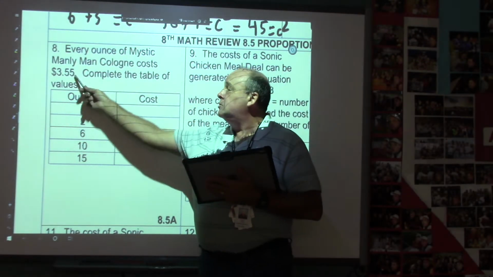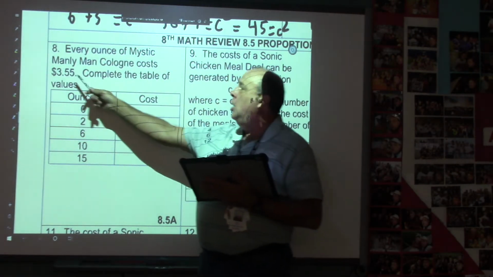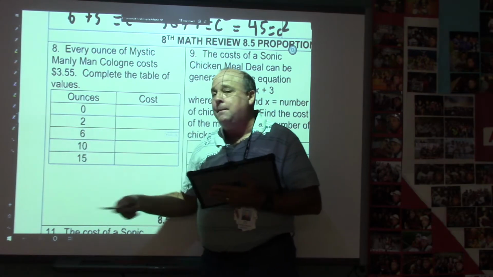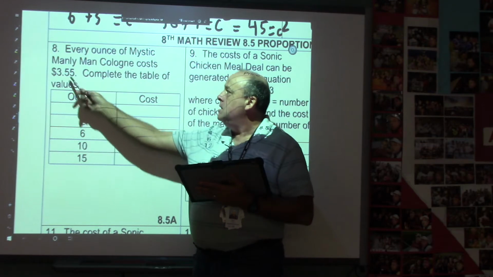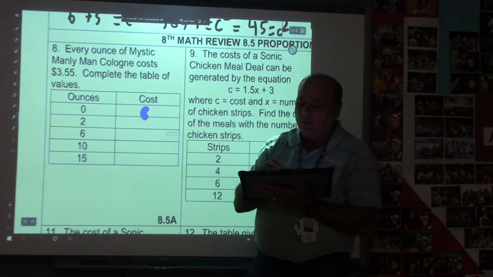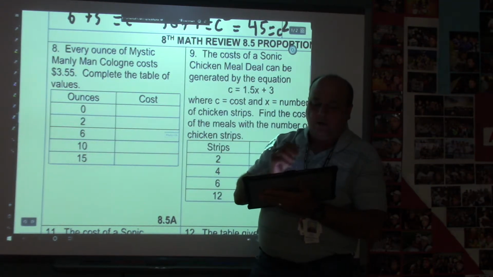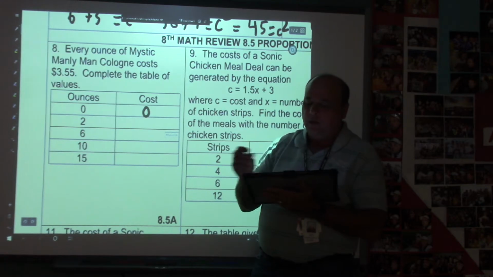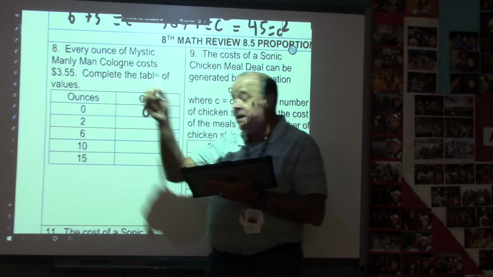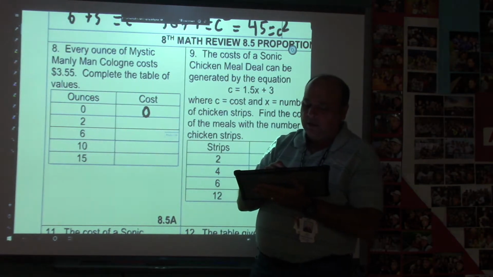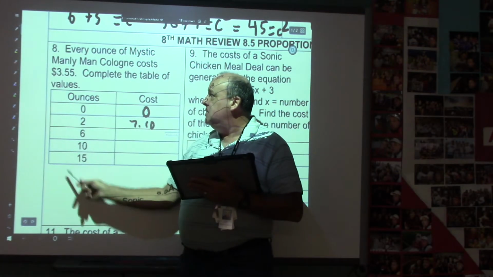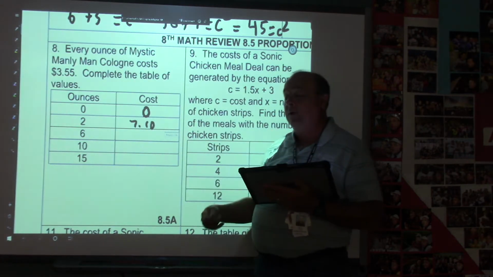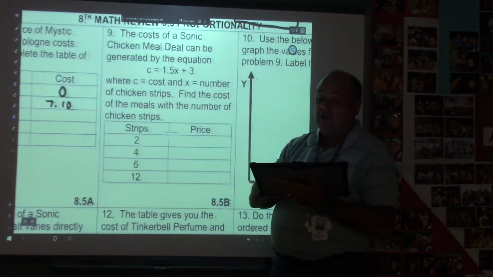So every ounce costs $3.55. Complete the table. All you have to do is multiply $3.55 by these numbers. I'm going to do the first two because I can calculate them in my brain. 0 times 3.55 is 0. Let me do black. And then 2 times 3.55 would be $7.10. Just put 7.10. And then just multiply these numbers by 3.55 and put them here. That's all you've got to do. Do that on your own.